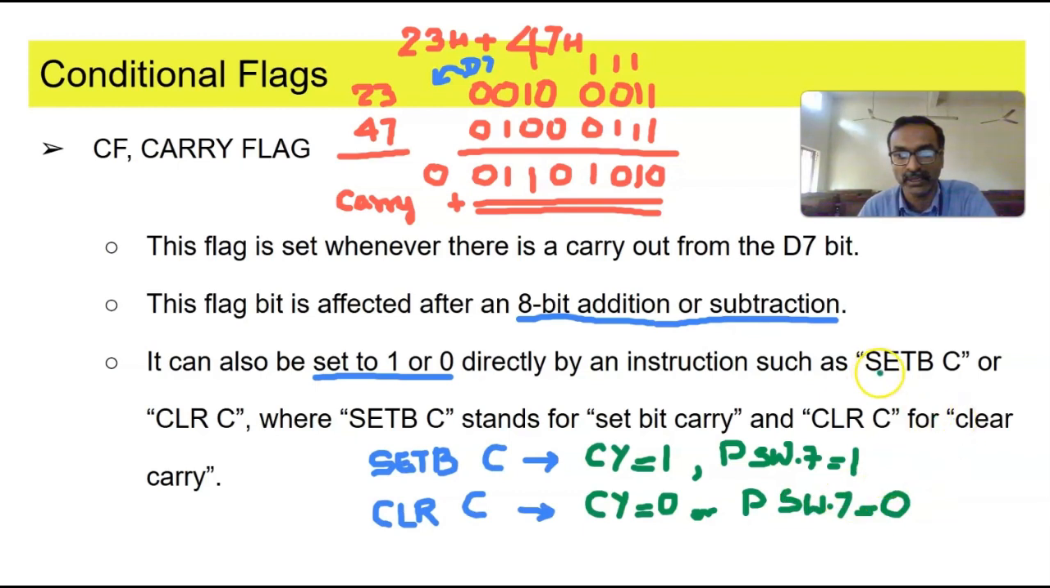So the commands for that are SETB C and CLR C, set bit carry and clear carry. I hope it is clear to you. So the carry flag is set when there is a carry from the D7th position to the next bit, a carry out from the D7th bit. Then the carry flag will be set.